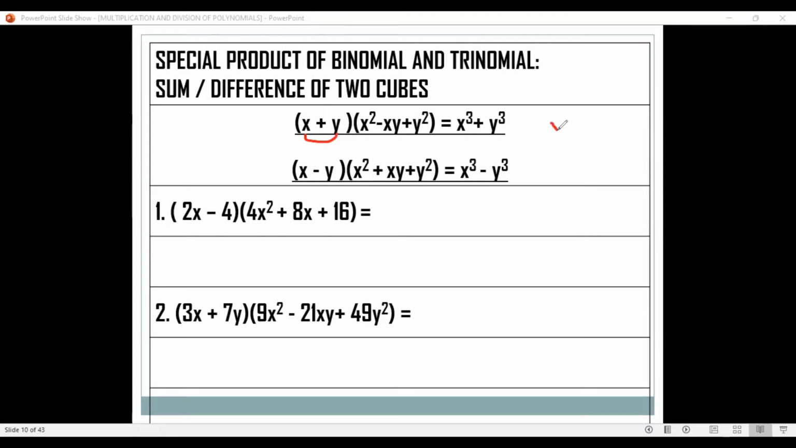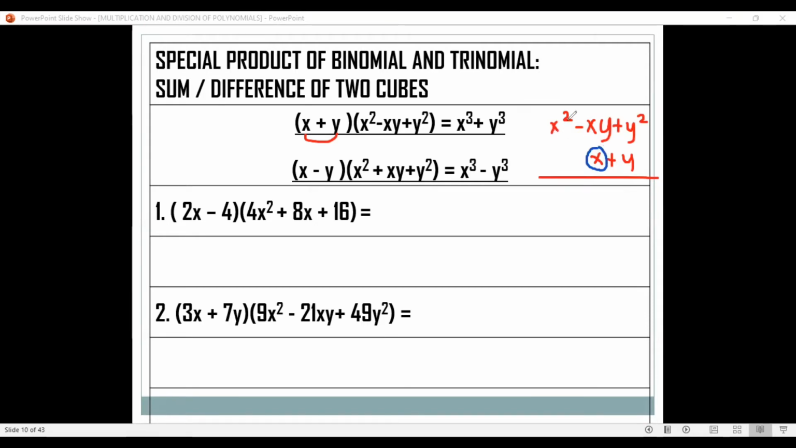Actually, we can prove that by making use of our long process of multiplying polynomials. So if we happen to have this kind of problem, you can have x squared minus xy plus y squared, and we can multiply the x plus y with this whole thing. So we have x plus y. Making use of our rules in here, we can simply distribute. We will first distribute our x to all the different terms in your dividend.